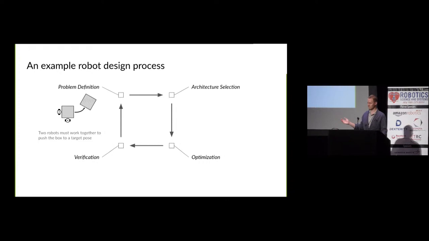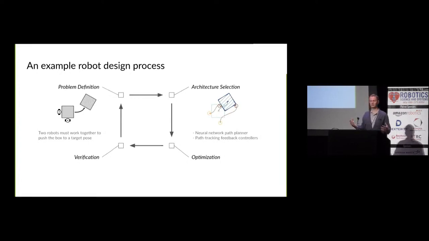To go through a concrete example, we can consider this case where the designer wishes to use two robots to collaboratively manipulate a large box. Here in the problem definition phase, the designer needs to specify an objective, say get the box as close as possible to its target, and they need to specify some assumptions about the environment, such as making assumptions about the distribution of parameters like coefficients of friction.